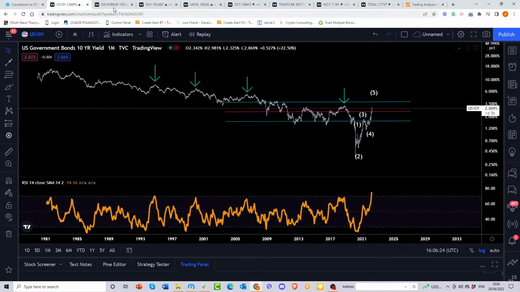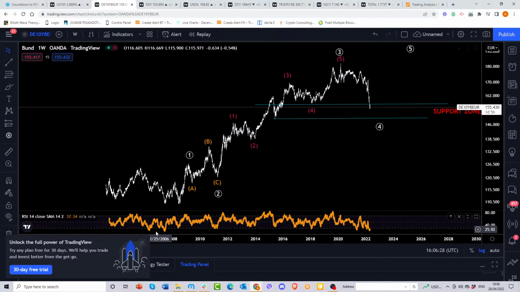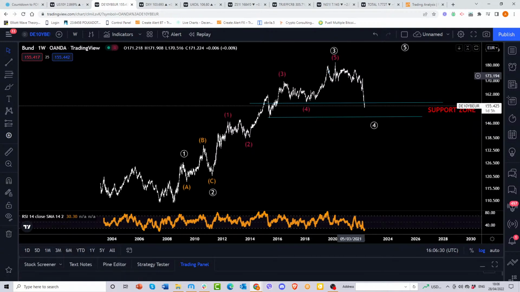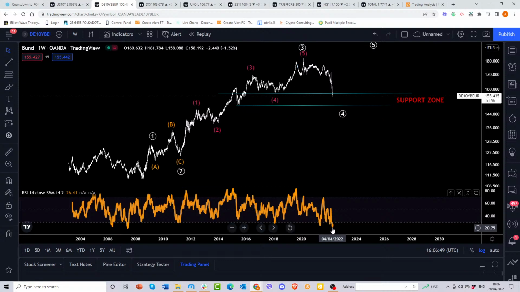Maybe we're going to get some move lower or a consolidation, and then we will go from there. In Germany, on the European side, this is the 10-year Bund price, so it's inverted relative to yields. We are still trading around 155. My first support level has been broken down, so I have this consolidation as a support zone. The RSI on this monthly level is also very low, around 20.